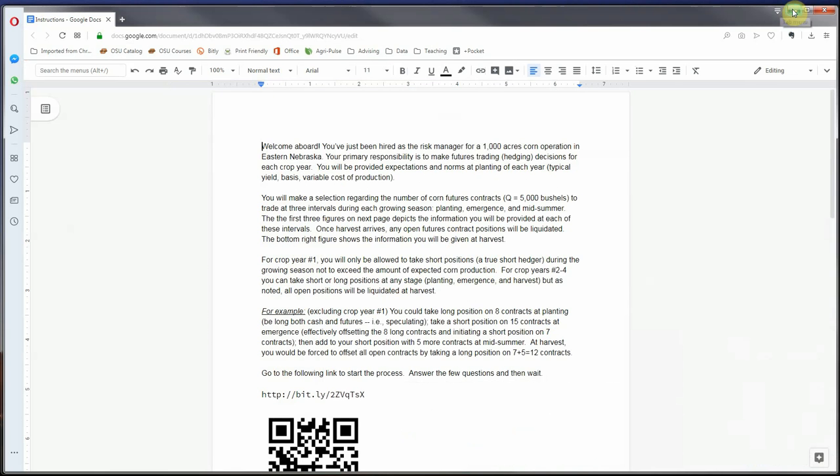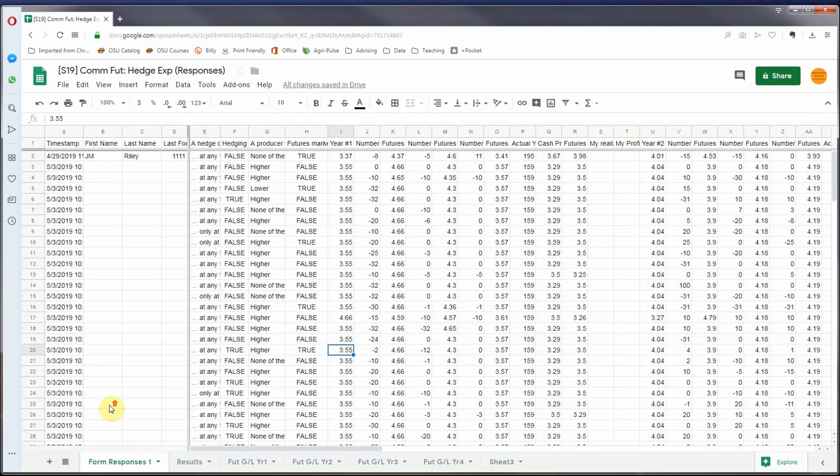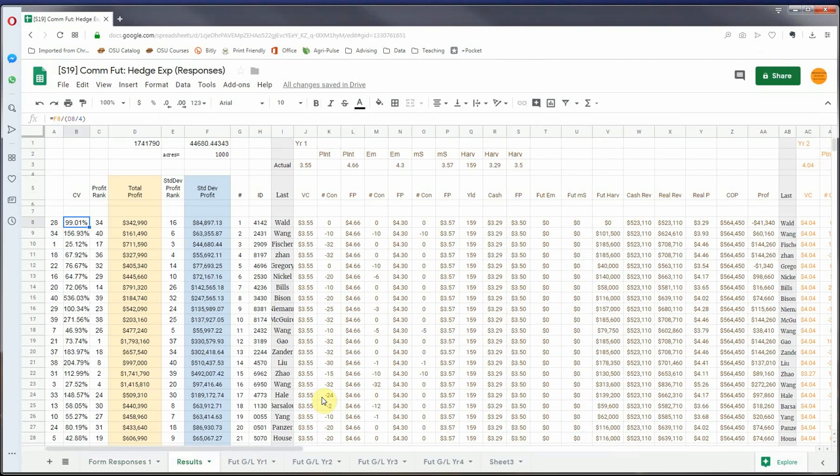But all of that, after they submit that information, flows into this response sheet. And this is the responses from the most recent semester that I taught this. I've whited out the students' names, but these are responses, and they're information about the number of contracts. And then essentially this flows into a results sheet where I calculate for each student how much profit they had, the standard deviation of the profit, and then also the coefficient of variation of the profit over all 4 crop years. So we don't take into account the practice year.